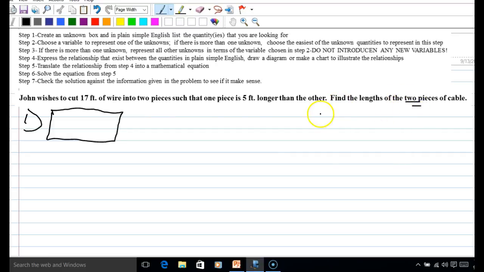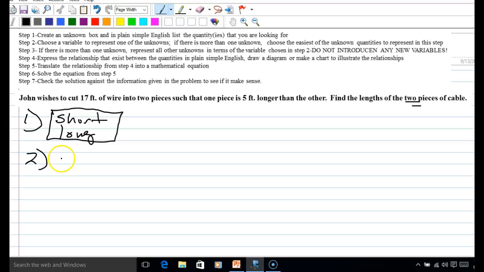So I'm going to write in plain simple English some words that represent the 2 unknowns that I'm trying to find. So very simply put, I have a short piece of cable and I have a long piece of cable. So step 1, create an unknown box in plain simple English. List the quantities that you're trying to find. Now I need to choose a variable, this is step 2, to represent one of those unknowns.